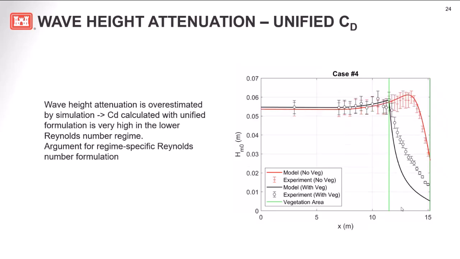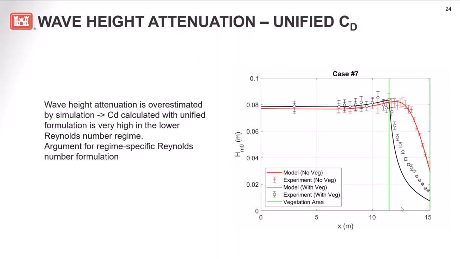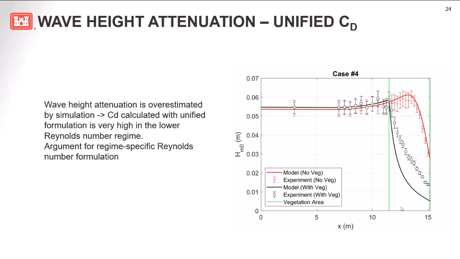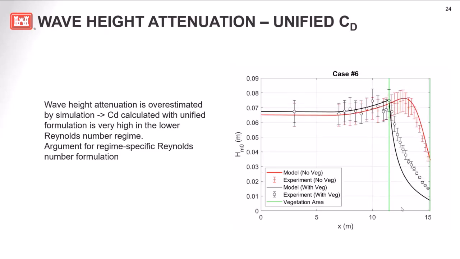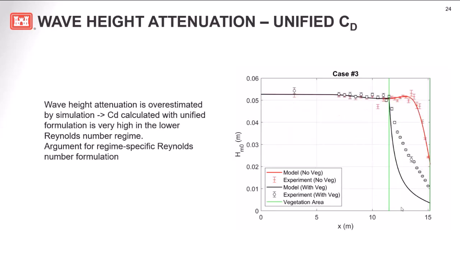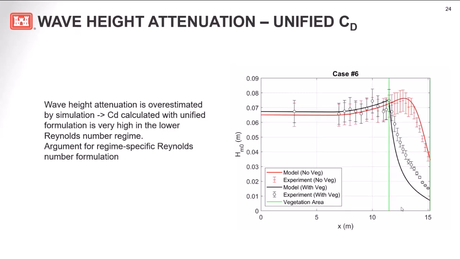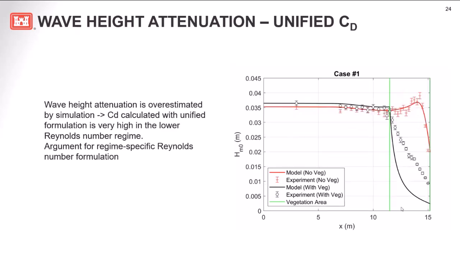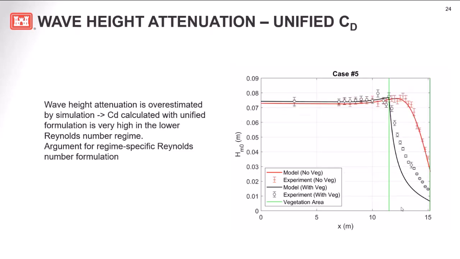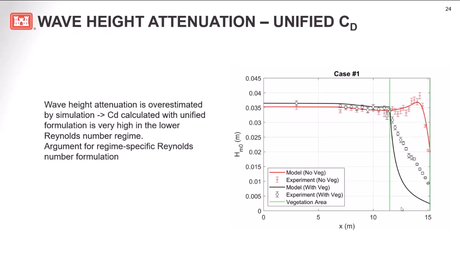So clearly with the unified drag coefficient calculations, we're getting a really overestimated wave height attenuation. The drag coefficient calculated with the unified formulation is very high in the lower Reynolds number regimes. In these plots, the non-vegetated cases are shown in red and the vegetated cases are shown in black. The vegetation is included in the green vertical lines. And we see that shoaling may actually be more dominant in this case, which makes sense because the vegetation was present on the slope here.